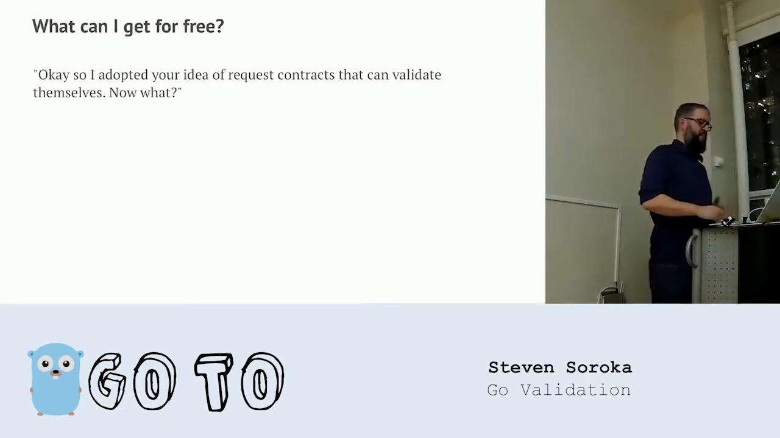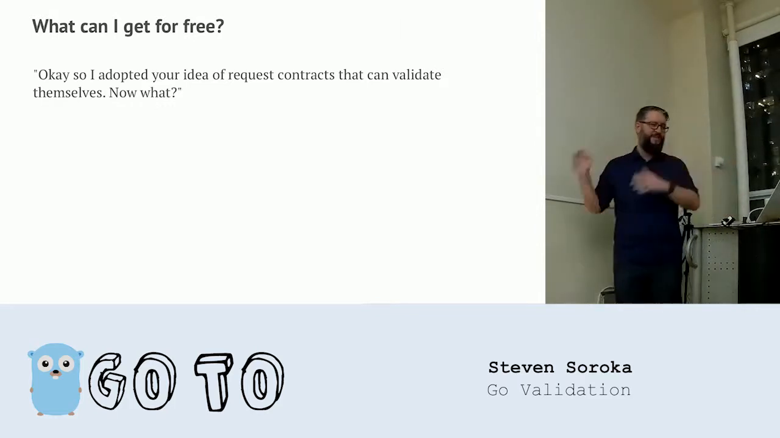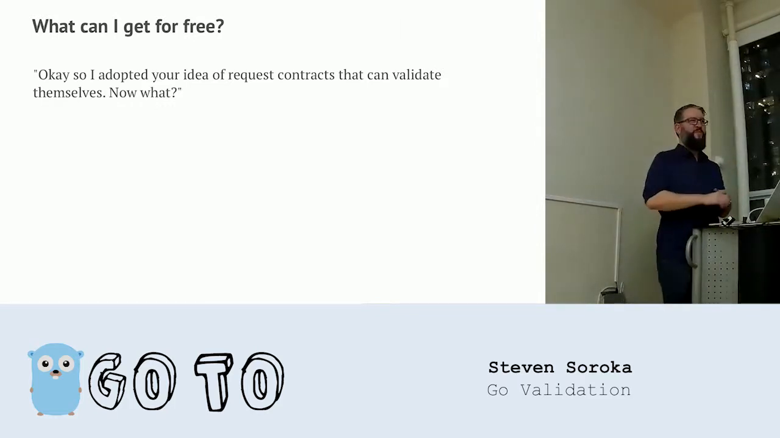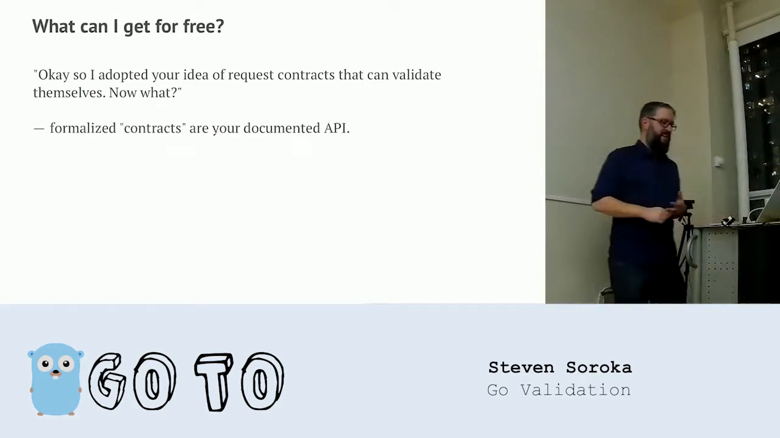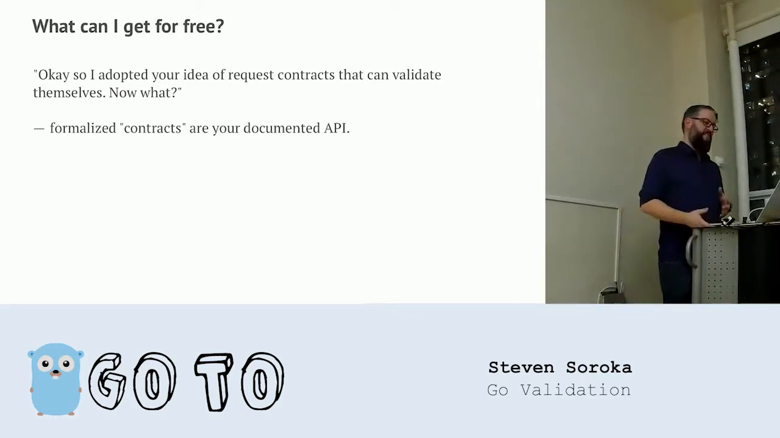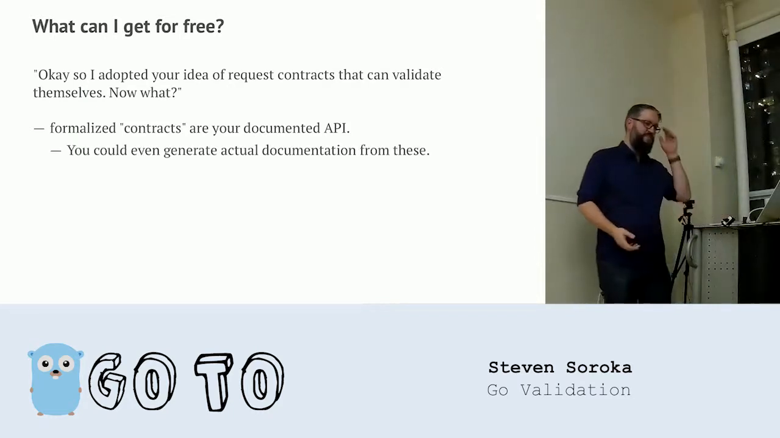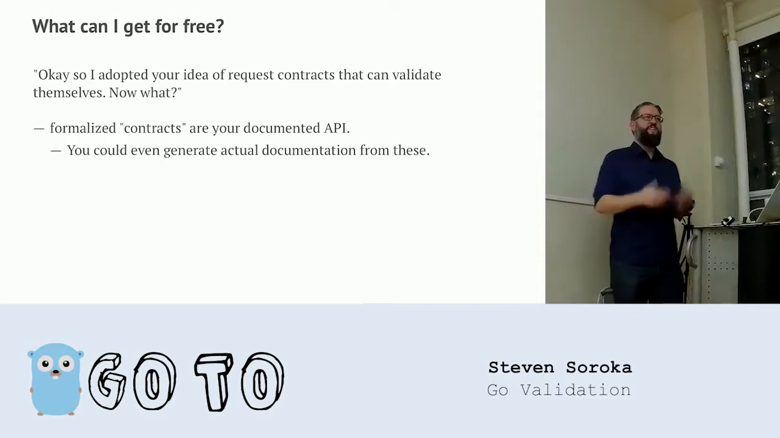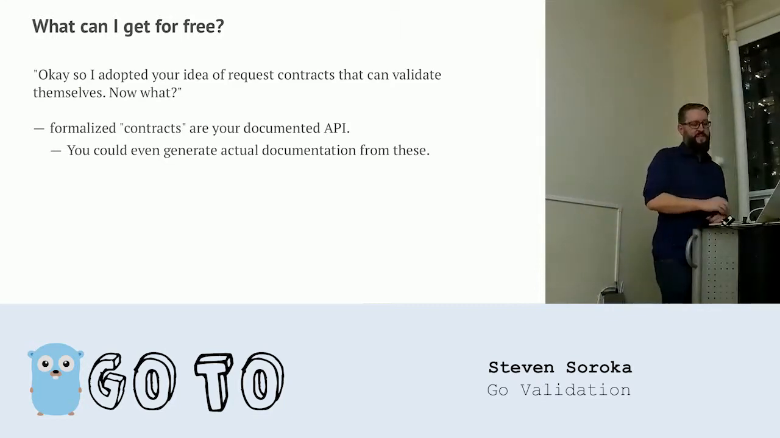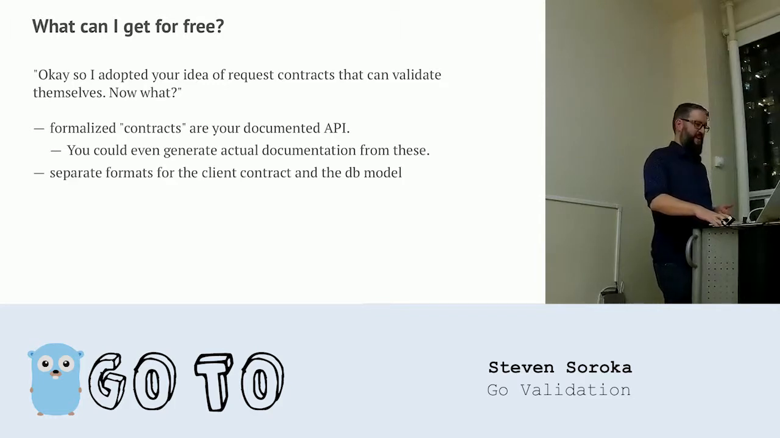Okay, so building on that, what can I get for free? I've adopted your idea of request contracts that can validate themselves. What else can I do with it? Why should I really go with this? Well, the formalized contracts are your documented API. In fact, you could even use the validation framework to generate the documentation for your API. Nobody likes writing API documentation.